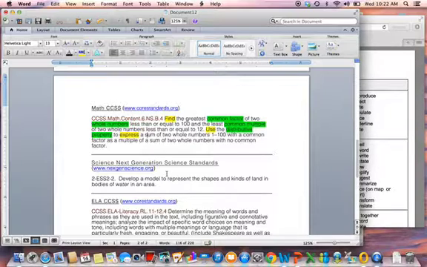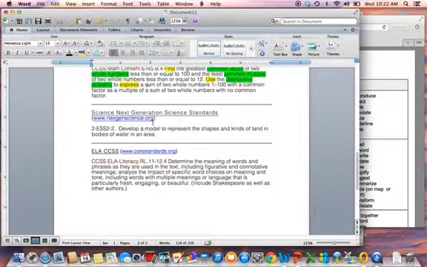Again, I'm just moving through here and identifying the big ideas and the assessment verbs that the Common Core is telling me to focus my curriculum around. Again, well-written standards do this inherently. Here's a science standard from the Next Generation Science Standards. So we can do the same thing here.